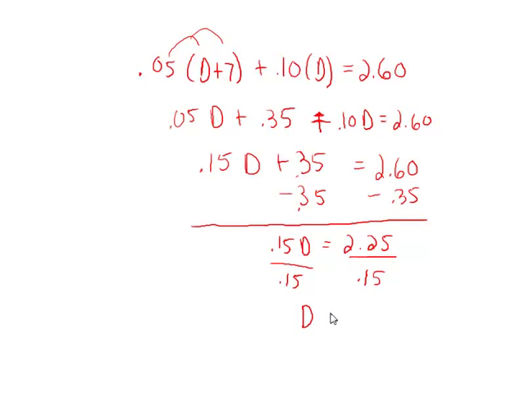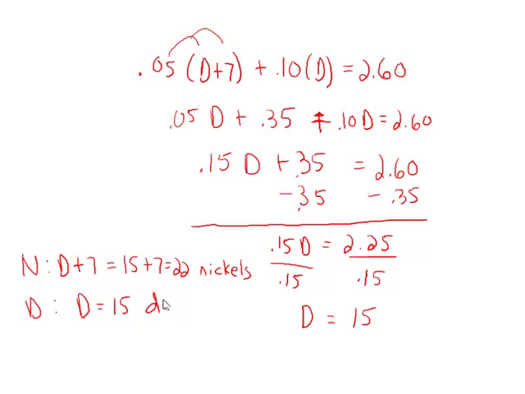Here, 2.25 divided by 0.15 using a calculator is equal to 15. Now recall from the other page, the number of nickels was D plus 7, so that's going to be 15 plus 7, or 22 nickels. And the number of dimes, well, that was just D, so that's going to be 15 dimes. Okay, when I compare these, I have 7 more nickels than dimes, that works, and 22 nickels is worth $1.10. 15 dimes is worth $1.50, and that totals to be $2.60.